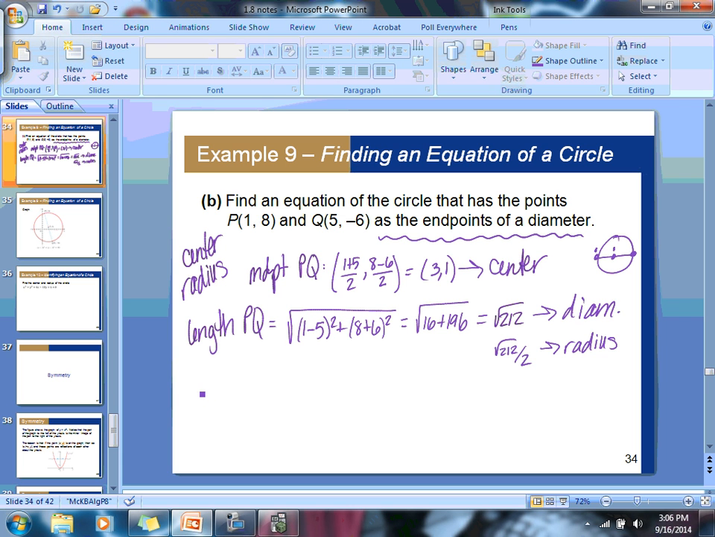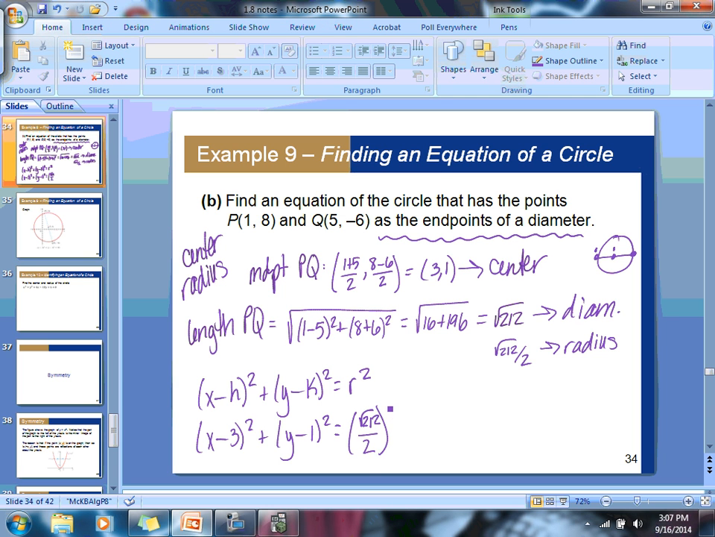So my equation for my circle was x minus h squared plus y minus k squared equals my radius squared. Remember, the h and k are the values from your center. So we're going to have x minus 3 squared plus y minus 1 squared equals, and here's where I'm going to substitute this whole thing in, the square root of 212 divided by 2, squared.